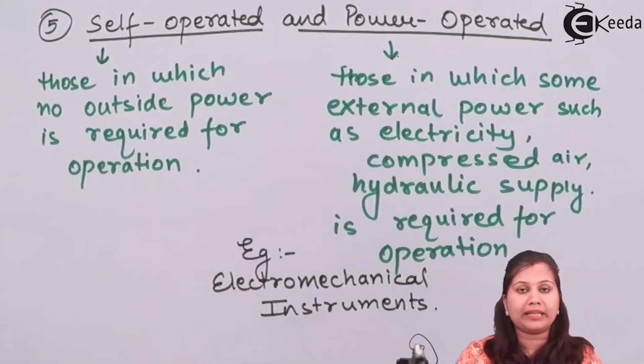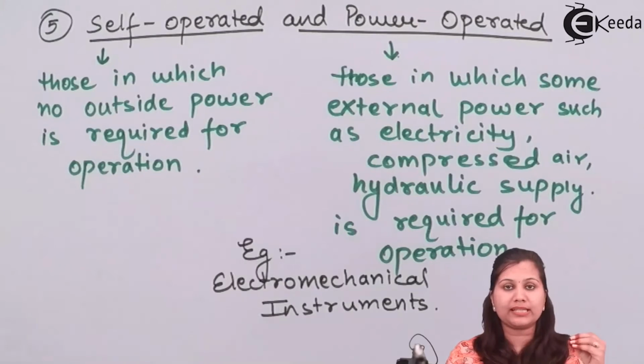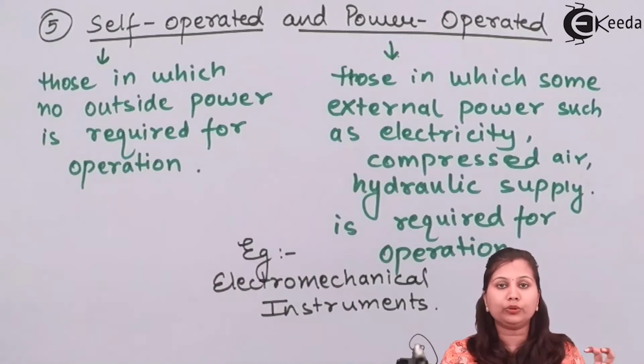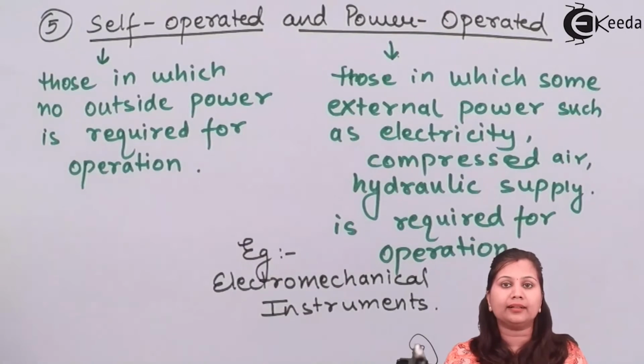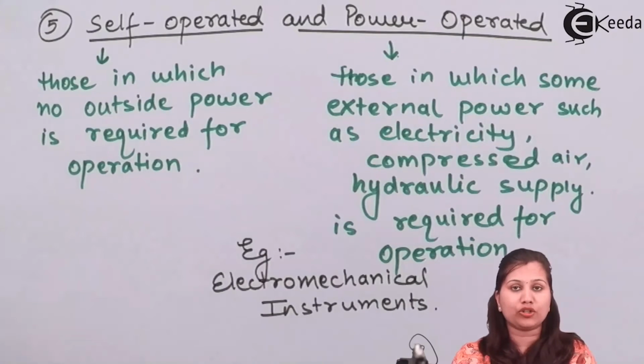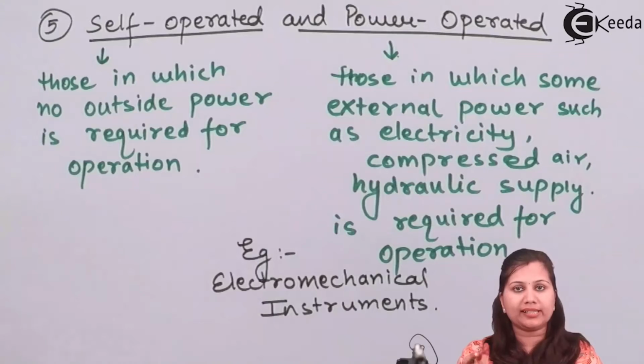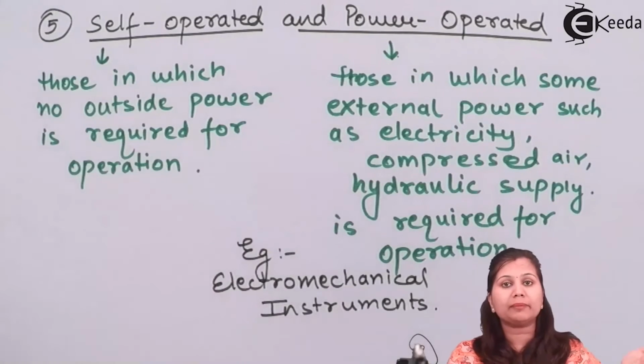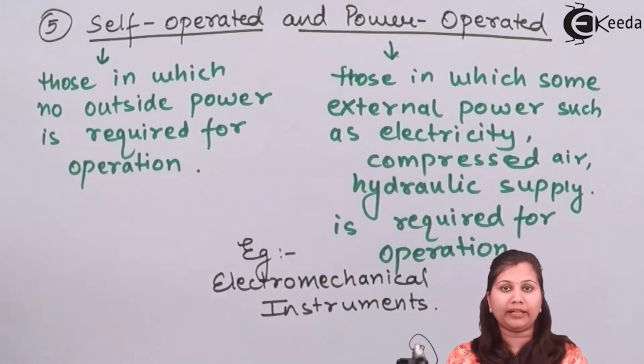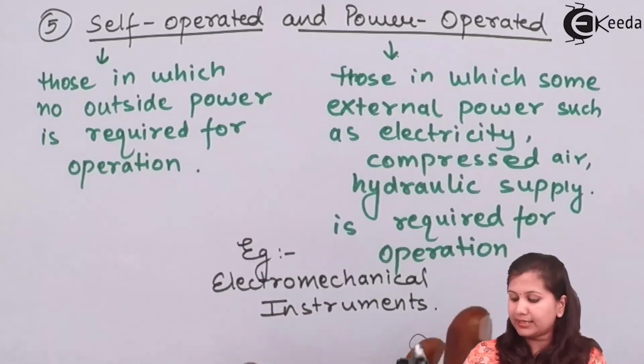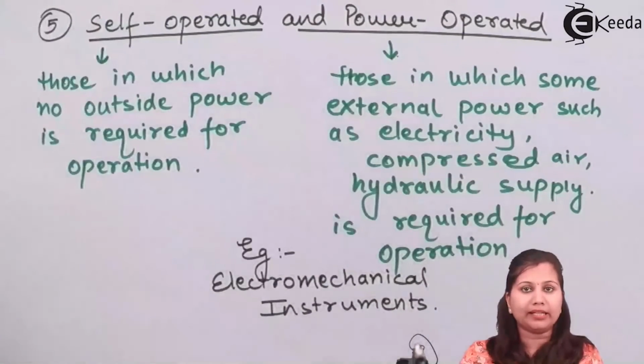In the electromechanical instruments, electricity is provided, and due to that electricity, the magnetic field is generated, and due to that magnetic field, the pointer is deflected. So here some external power is provided so that the instrument can work. That is why it is called power operated instrument. Some external power is required.